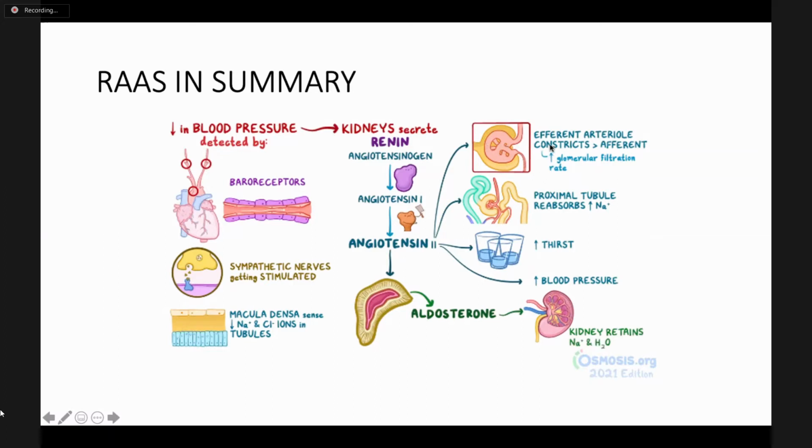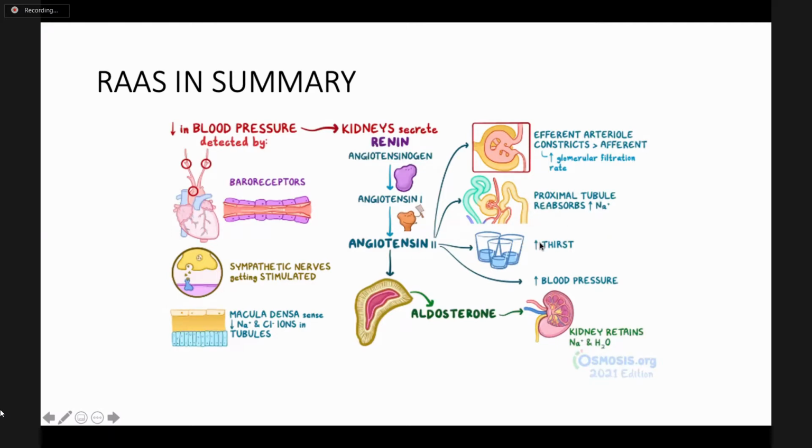But if it is minimum, not a very high level of angiotensin 2, it can increase the glomerular filtration rate. This is the local response of the kidney. And then it will affect the proximal tubule to reabsorb more sodium.